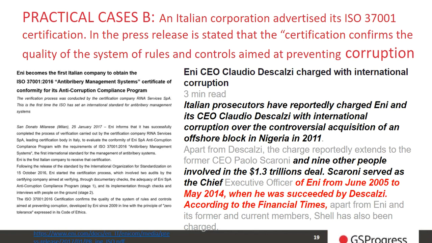Italian prosecutors have reportedly charged Eni and its CEO Claudio Descalzi with international corruption over the controversial acquisition of an offshore block in Nigeria in 2011. Descalzi was at Eni from June 2005 to May 2014, when he was succeeded by Descalzi, according to the Financial Times. So what does it mean? Why didn't the auditors find this?